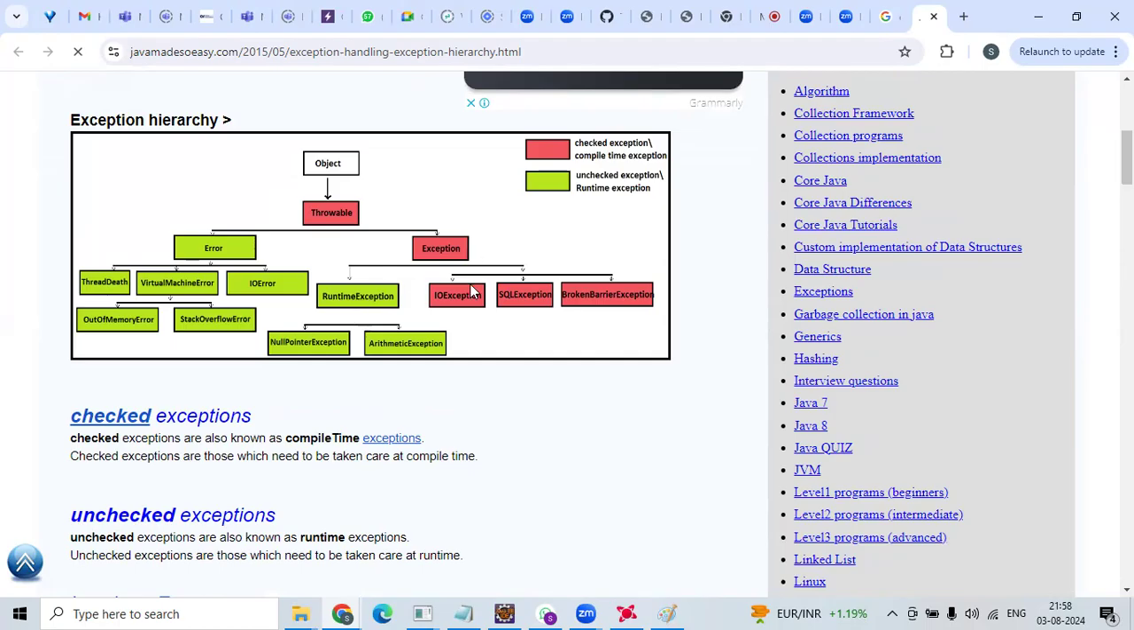Remaining all, this pink color, are called checked exceptions or compile time exceptions. Guys, is that clear now? Yes. And for these errors, the developer is not responsible. Thread death error, virtual machine error. These are due to system issues, which are internal. So the developer is not responsible for Error and its chains.